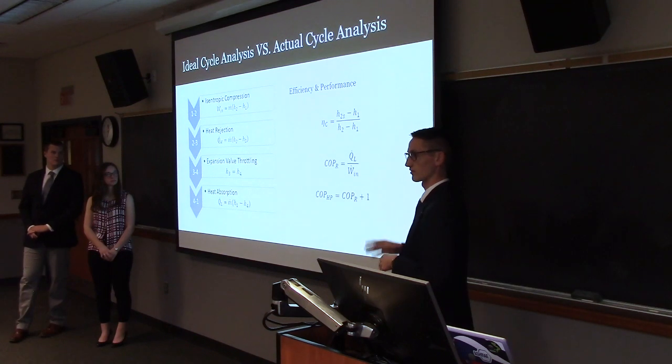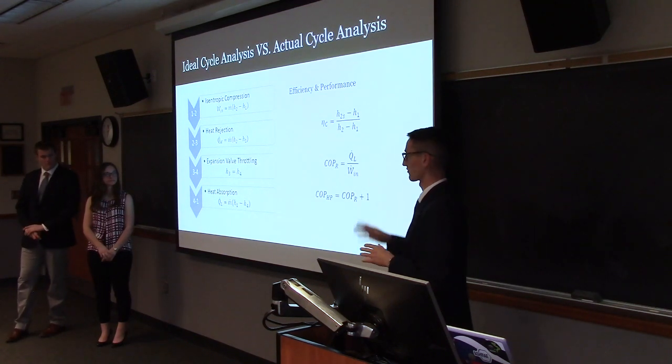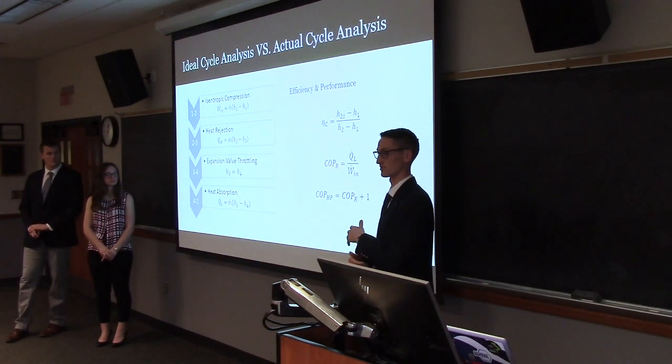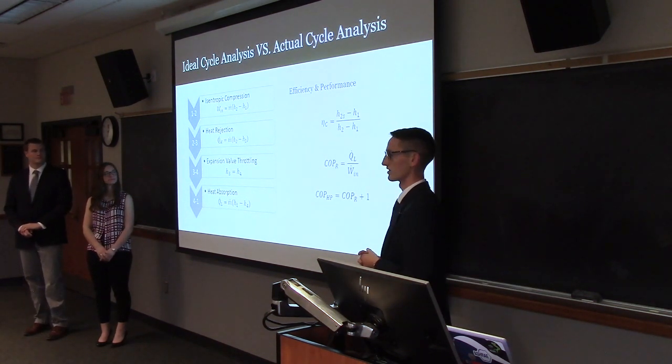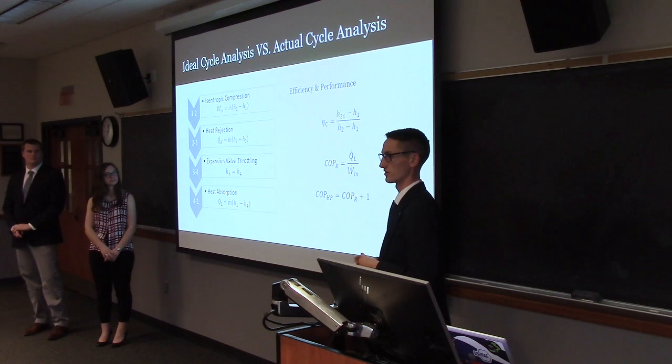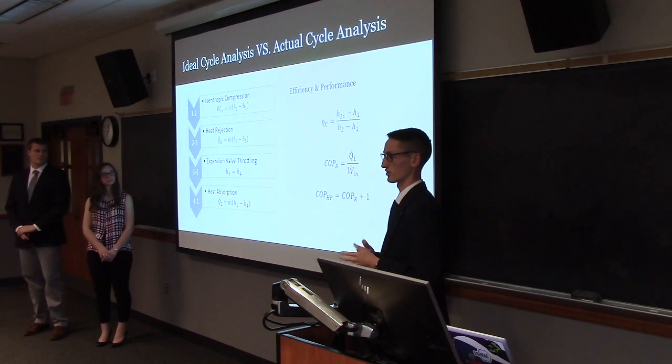For an actual cycle, that is approximate. For all these values, it's an approximate with an actual, and we'll look further into that. And from 4 to 1 is the heat absorption, or the heat that we take out of the control volume to cool.